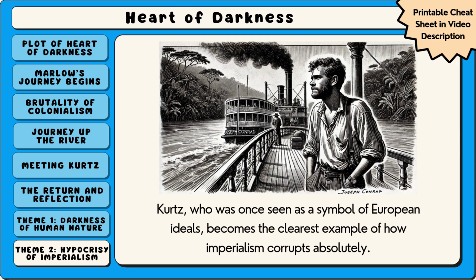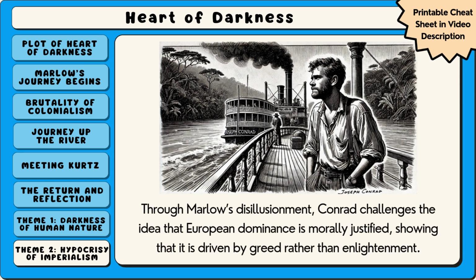Kurtz, who was once seen as a symbol of European ideals, becomes the clearest example of how imperialism corrupts absolutely. Through Marlow's disillusionment, Conrad challenges the idea that European dominance is morally justified, showing that it is driven by greed rather than enlightenment.